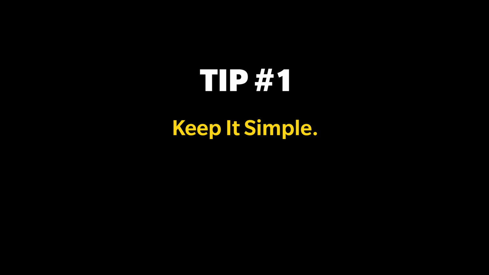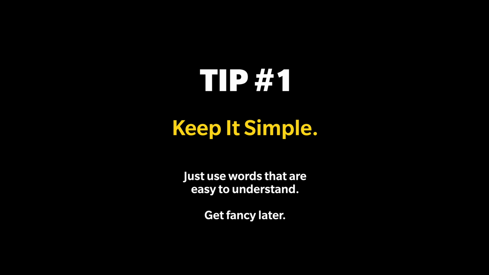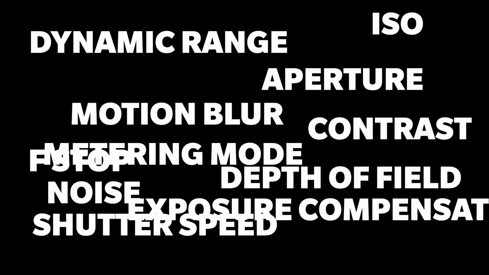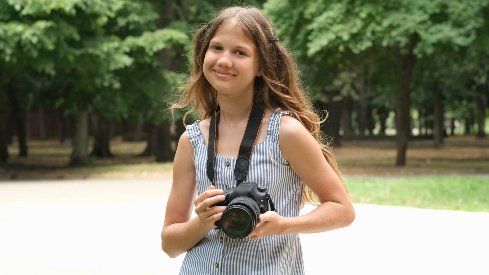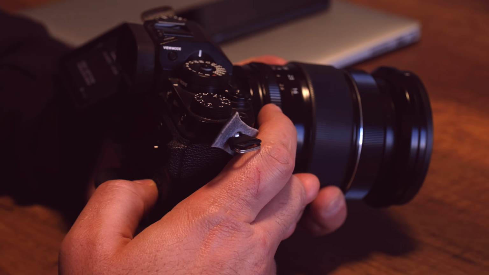Tip number 1 is to use simple words. There is a whole level of semantics that you need to know when you're getting into photography. It's like another language. I don't want you to bother your kid with all of that right now. It's more important that they learn how to do it, and then later they can learn all the fancy terminology.